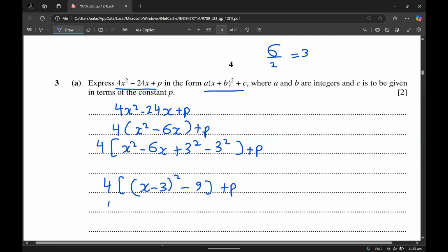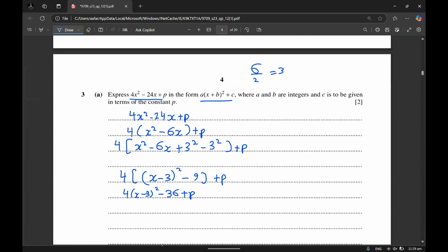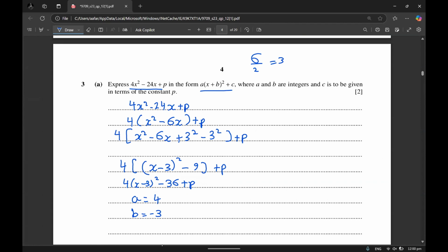Now we just open this. We get 4 multiplied with the x minus 3 whole square, and 4 also multiplies with minus 9, giving minus 36, plus p. That is the expression which we are supposed to get. We don't need to, but we can do it just for the examiner's sake. We can say that a is equal to 4, b is equal to negative 3, and c is equal to p minus 36.